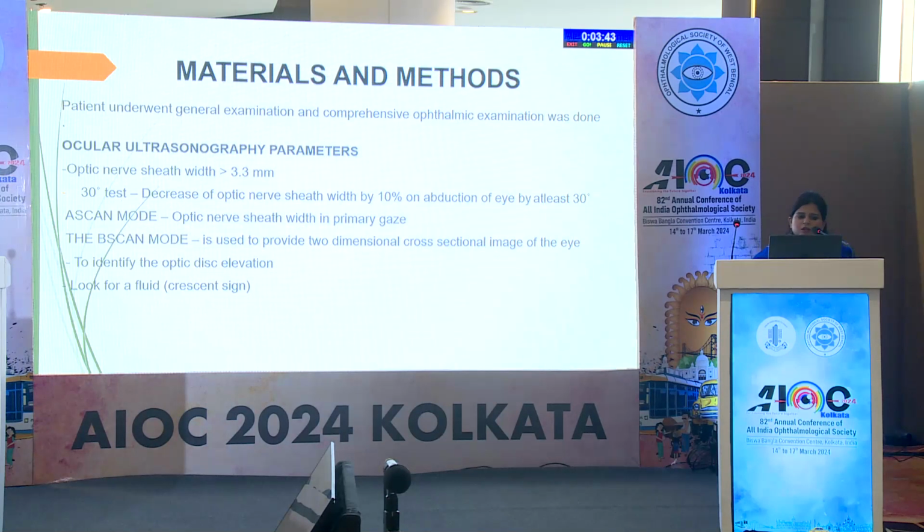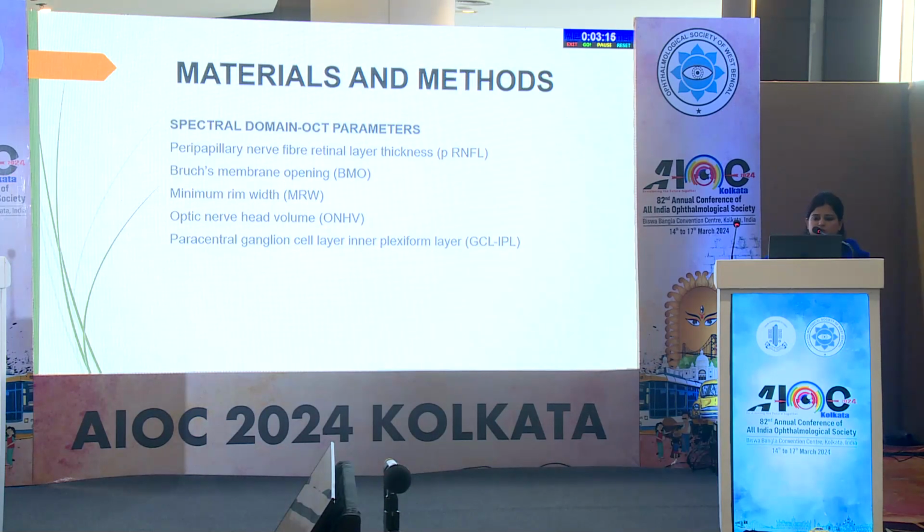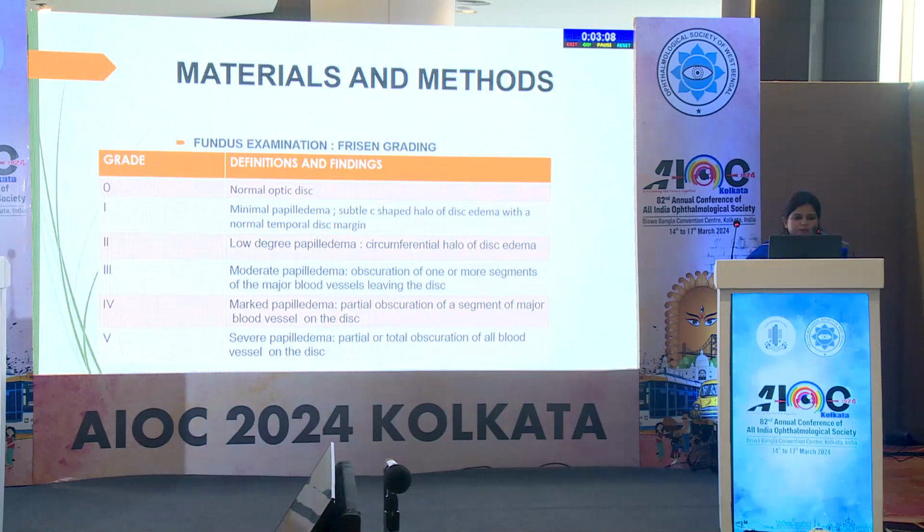The patients underwent comprehensive general examination and comprehensive ophthalmic examination. In ocular ultrasonography, the following parameters were taken into consideration: optic nerve sheath width of greater than 3.3 mm, the 30-degree test, which is the decrease in the optic nerve sheath width by 10% on abduction. On B-scan mode, the elevation of the optic disc, and we also look for the crescent sign. For spectral domain OCT parameters, we have taken into consideration PARNFL, Bruch's membrane opening, optic nerve head volume, and GCIPL thickness.